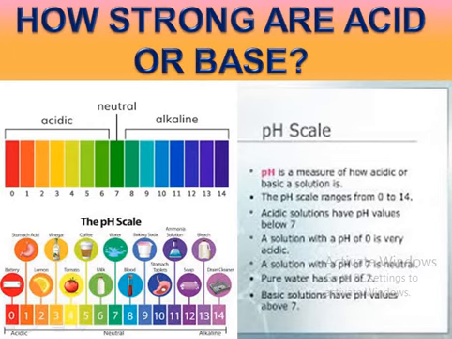So more than 7, you talk about bases. Less than 7, you talk about acids. And if you are at 7, you are talking about your neutral layer.